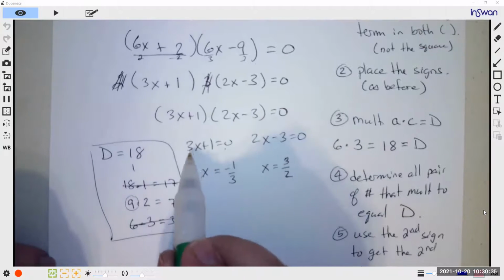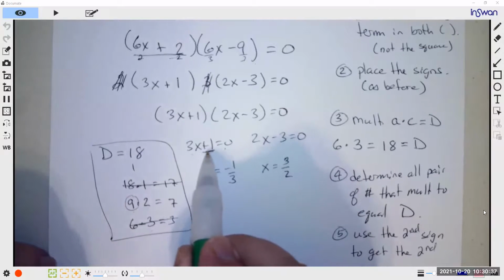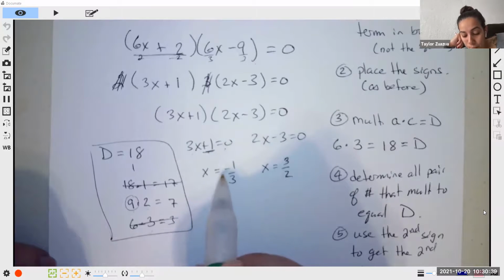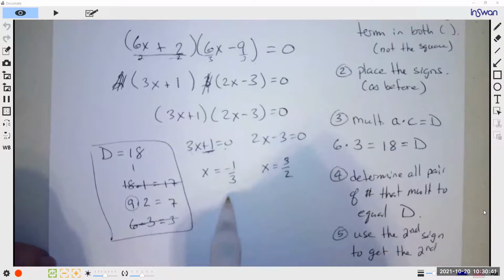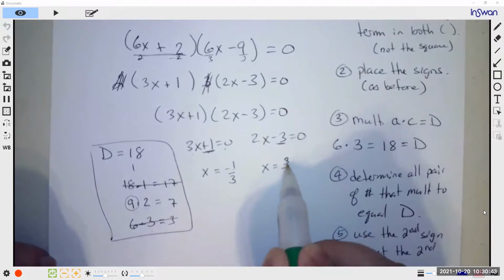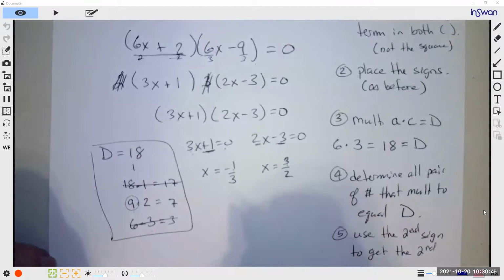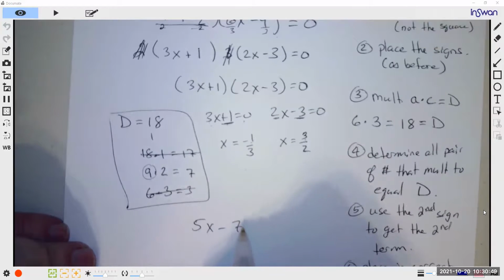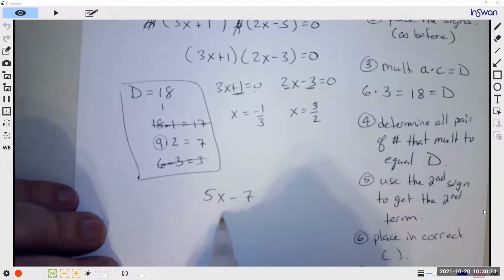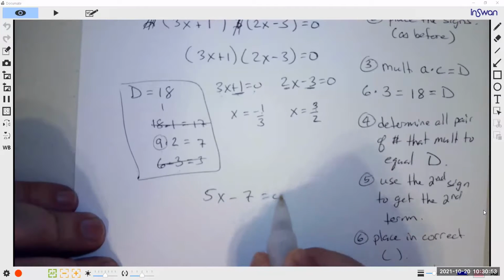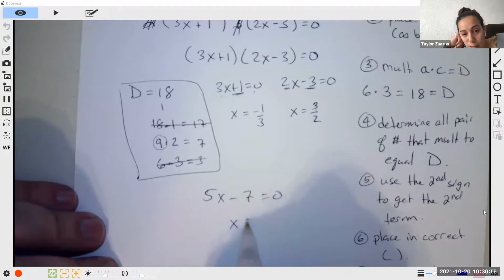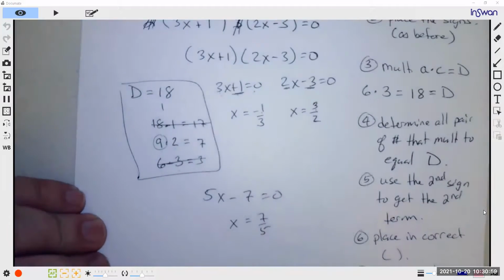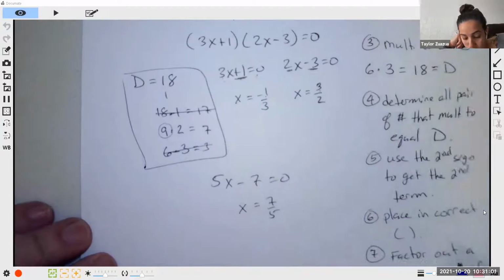Whenever you have a coefficient, it's the opposite sign of the constant, divided by the coefficient. So if I give you 5x minus 7, it would equal what if you factored it? It'll be 7 over 5. Yep, that's a shortcut way. Okay, let's do another one.